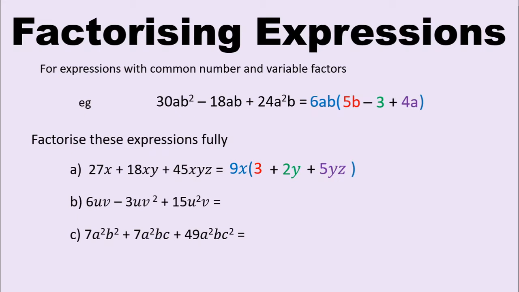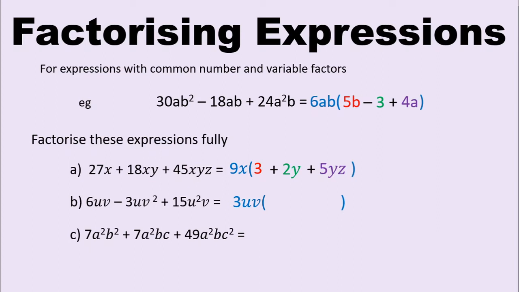All three of those terms involve both u and v, but the highest power of u that all three terms have is just 1, so just u. And the highest power of v that all three terms have is just 1 as well, so just v. So my highest common factor is again a number and variable, which is 3uv. Inside the brackets go our factor pairs.